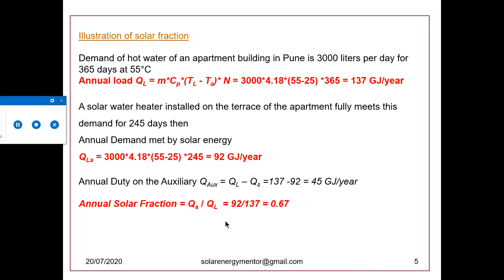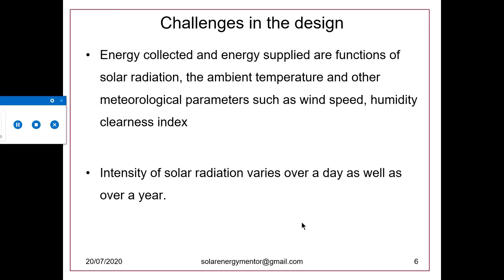Now what will be the annual solar fraction? It is the demand met by solar energy divided by the total demand, that is 92 gigajoules per year by 137. So the annual solar fraction for the solar system installed at an apartment building in Pune is 0.67. This is a very elementary calculation for solar fraction. In fact, there are many factors which determine the solar fraction, and it is a function of many parameters that we will discuss one by one. But just to understand the broad meaning of solar fraction, this illustration is given here.